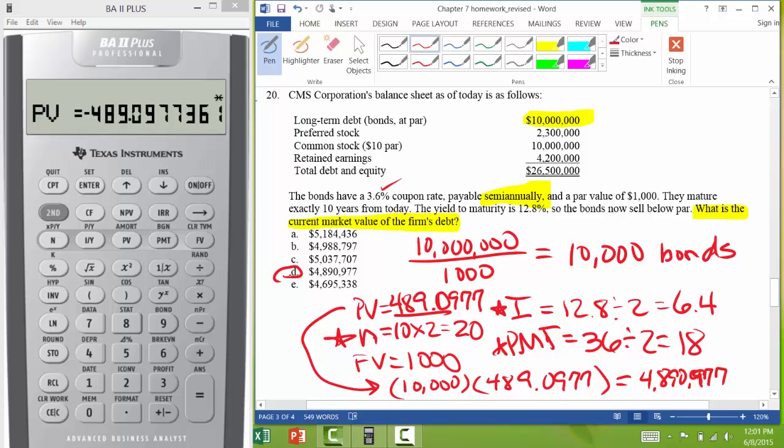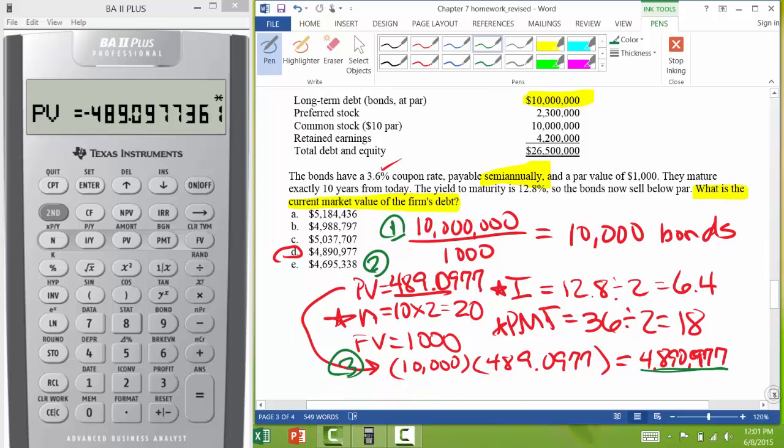So this one had 3 steps. Step 1 is to get the number of bonds. Step 2 was to get the present value, and then step 3 down here was to get the total current market value of the firm's debt. So it was kind of a crazy long problem.